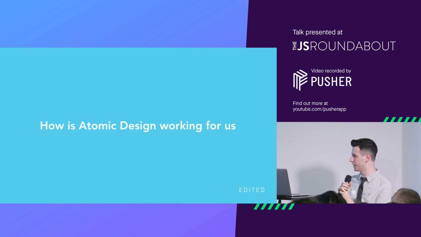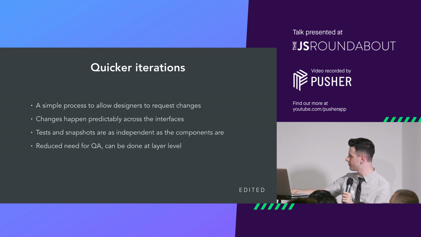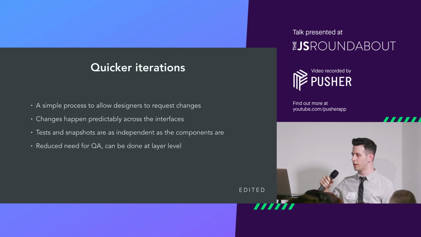So how is atomic design working for us? We are now able to do quicker iterations. The designers just ask for changes. They just go on our GitHub, make a new issue, and add some screenshots, and that way we are able to make updates to the designs without any issue. Everything is very independent, it's its own thing, so we can release it separately.